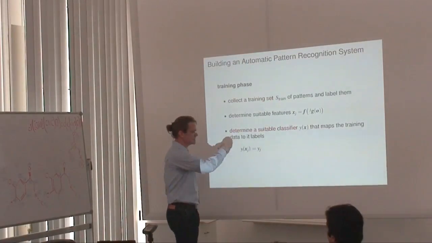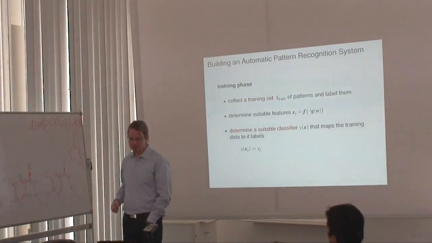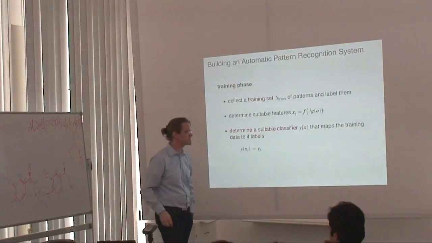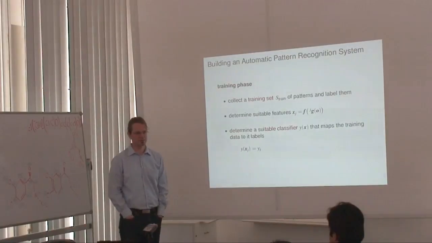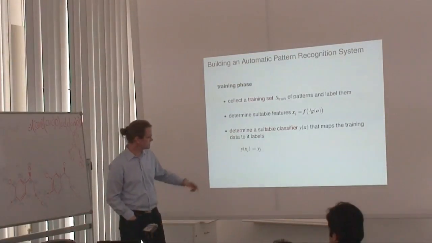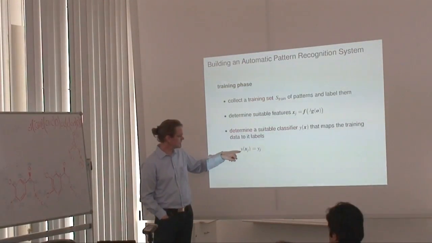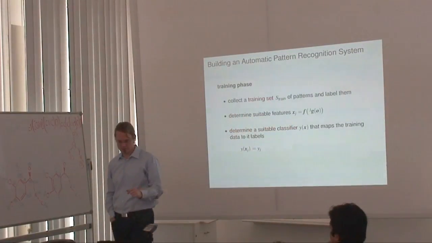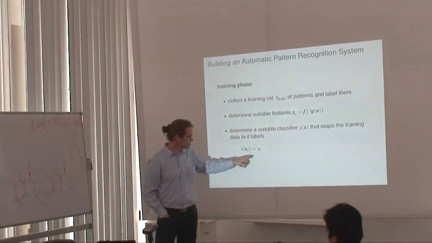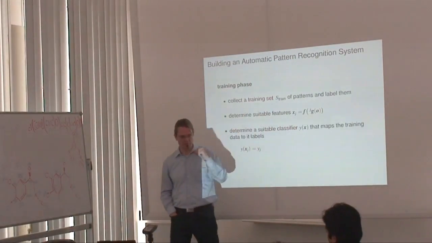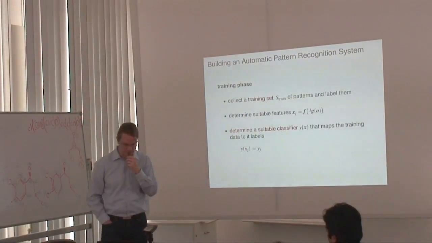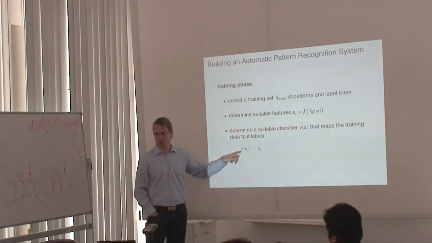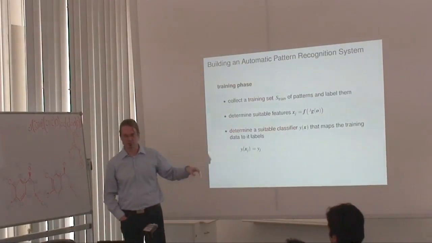Because we need to determine a mathematical function, let's call it y of x, that maps the training data to its labels. So our goal is to find a function y that, given one of the features in our labeled training sample, produces the corresponding label. And there are of course numerous possible functions we could use here. This course is about all these functions.